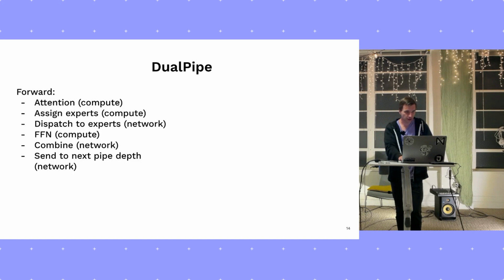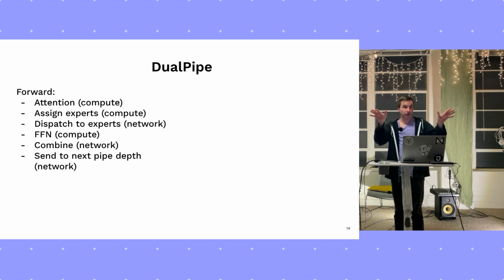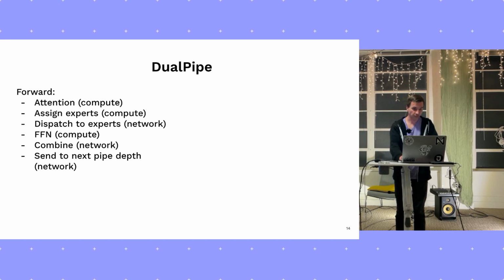To understand what they do, let's quickly revisit all the steps with expert parallel. The first thing you do: you have the input batch from the previous layer or from the embedding. It's on every machine, right? All of them can do attention, that's compute. Then after attention, they assign experts, that's compute. Once experts are assigned, they dispatch. Dispatching is networking. Now every machine has its share of inputs for every expert. They compute the expert, the MLP. Now they have to combine their outputs, that's networking, and send to the next pipe depth, also networking, if that's not the last layer. If it's not the last layer, it goes back to attention, right?